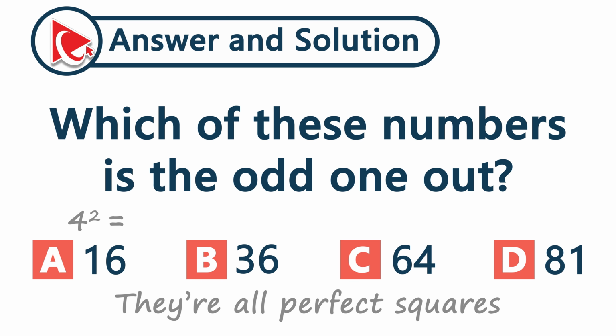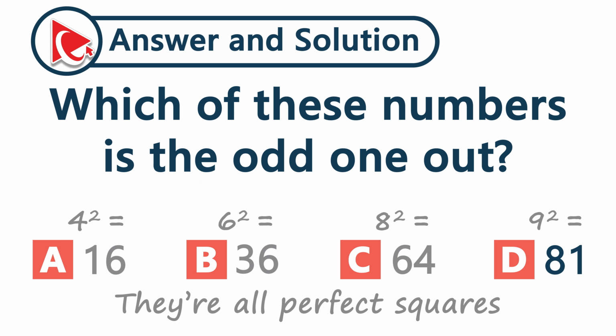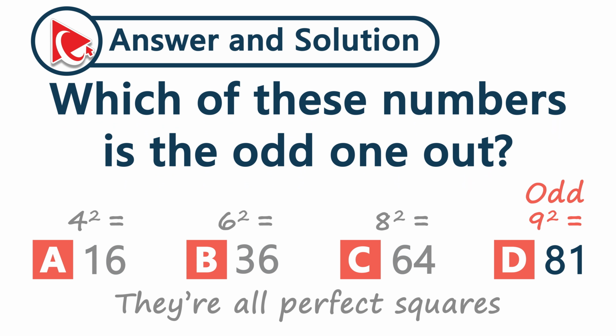16 is 4 squared, 36 is 6 squared, 64 is 8 squared, and 81, that's 9 squared. Notice anything? That's right, only 81 is the square of an odd number. The others, all even roots. So the final answer is choice D, 81.